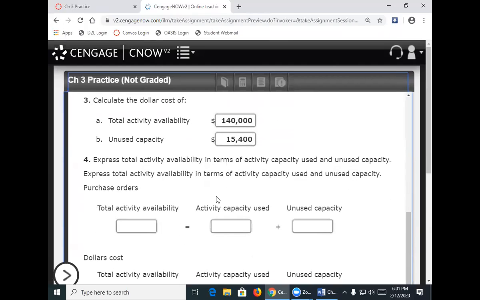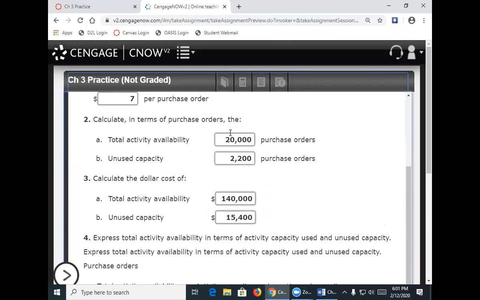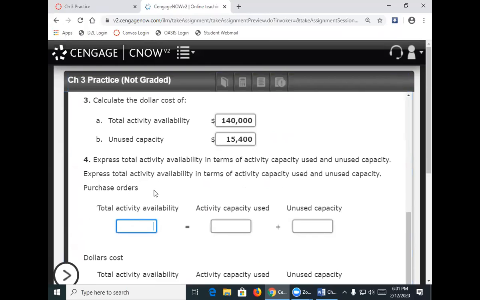So number 4, it just says express total activity availability in terms of capacity used and unused capacity. So a lot of words there. All they're saying is we're basically putting what we have up here, our total available and our unused, in a cost function. So we know our total availability is 20,000 purchase orders. And right now we're using 17,800, or that's what we're actively doing. And then our unused is 2,200. So we're just putting it in kind of a function based on purchase order numbers.